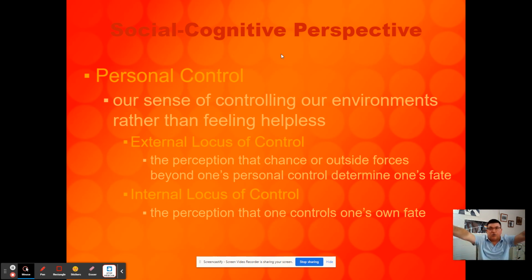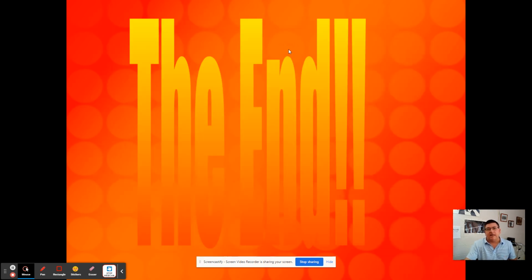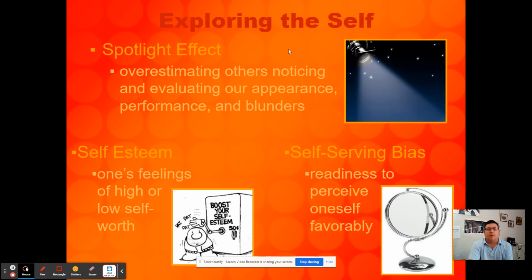People with an external locus of control blame external factors as determining their fate. Internal locus of control is the opposite: the perception that you control your own fate. And the last slide here, some more terms: spotlight effect, overestimating others' noticing and evaluating our appearance, performance, and blunders. Self-esteem is our feeling of self-worth, high or low. And the self-serving bias, our readiness to perceive oneself favorably.